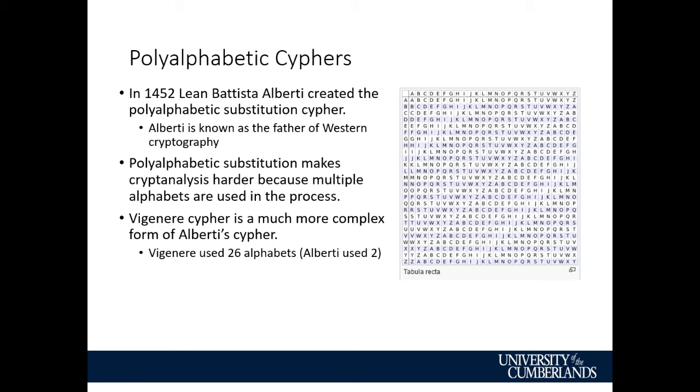Polyalphabetic Cipher. It was created in 1452 by Leon Battista Alberti, and it's a substitution cipher. He's also known as the father of cryptology. But basically, if you look on the right, you can see you have the alphabet going across the top and the alphabet across the bottom.